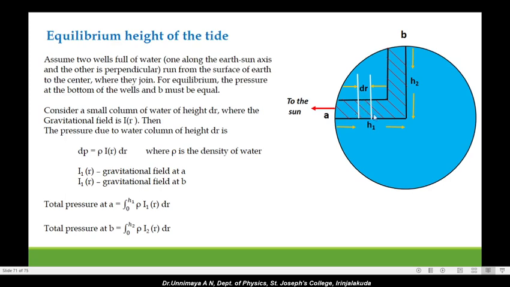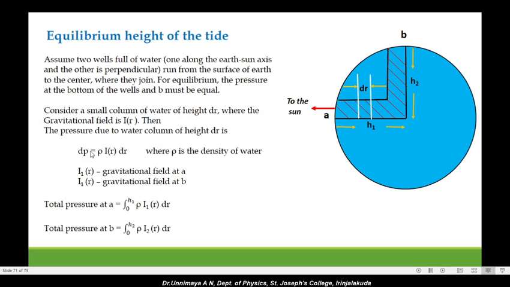നമ്മളിവിടെ ചെറിയൊരു പോർഷൻ കൺസിഡർ ചെയ്യാണ്. സ്മോൾ കോളം ഓഫ് വാട്ടർ ഓഫ് ഹൈറ്റ് dr. ഇത്രയും പോർഷന്റെ ഹൈറ്റ് എന്താണ് വരുന്നത്? dr ആണ് ഹൈറ്റ്. വേർ ദ ഗ്രാവിറ്റേഷണൽ ഫീൽഡ് ഇസ് I of r. ഇത്രയും പോകുന്ന ചെറിയൊരു കോളം, ഹൈറ്റ് dr ഉള്ള ഒരു വാട്ടർ കോളം നമ്മൾ കൺസിഡർ ചെയ്യാണ്. അവിടെ ഉണ്ടാകുന്ന ഗ്രാവിറ്റേഷണൽ ഫീൽഡ് ആണ് എന്ത്? I of r. സോ ദ പ്രഷർ ഡ്യൂ ടു ദിസ് വാട്ടർ കോളം ഓഫ് ഹൈറ്റ് dr ഈസ് dp is equal to rho into I of r into dr, where rho is the density of water, I of r is the gravitational field at that point, and dr is the height of that water column.